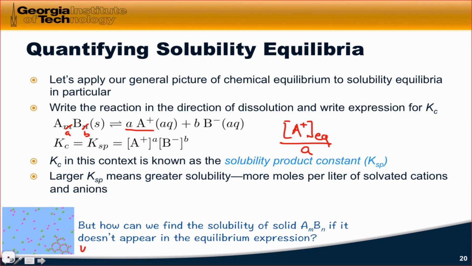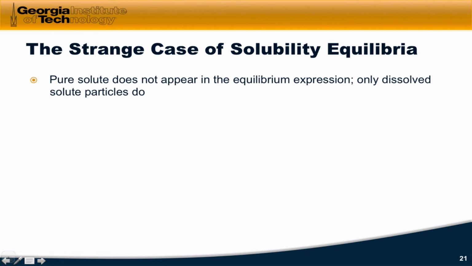So the answer here ultimately is to use stoichiometry, which we can of course still do, even though the solid doesn't appear in the equilibrium expression, just by thinking about how many pure solute particles it took to generate the dissolved solute particles. So solubility equilibria are interesting because the pure solute, the reactant, does not appear in the equilibrium expression. Only the dissolved solute particles appear.